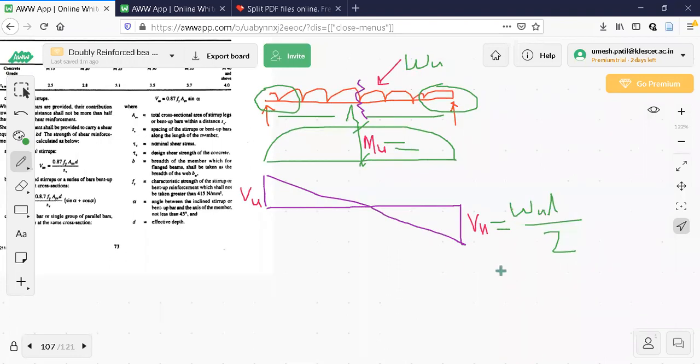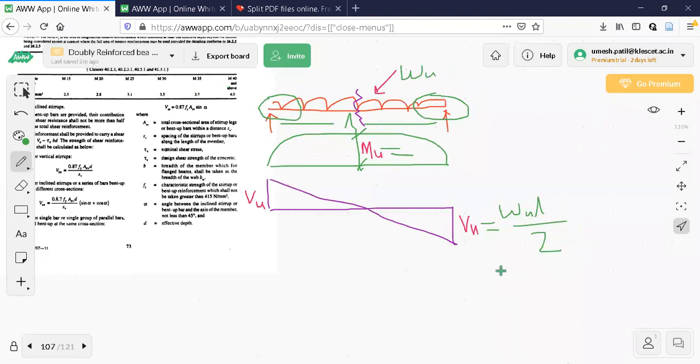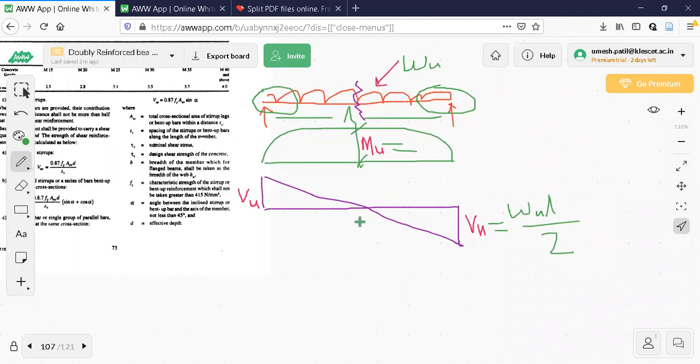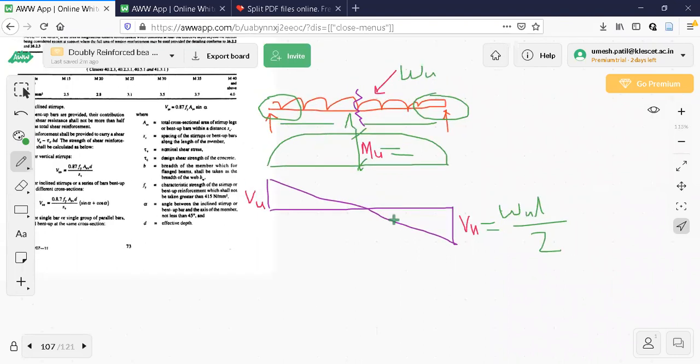Now the way we calculated moment of resistance in the previous classes using the code book, I'm going to find out shear resistance or shear strength, and that shear strength should be more than WL by 2, or in any other beam, whatever is the maximum shear force that has developed. See, this is one specific case of a simply supported beam with UDL. A simply supported beam with UDL has maximum shear force at the support, which is WL by 2.